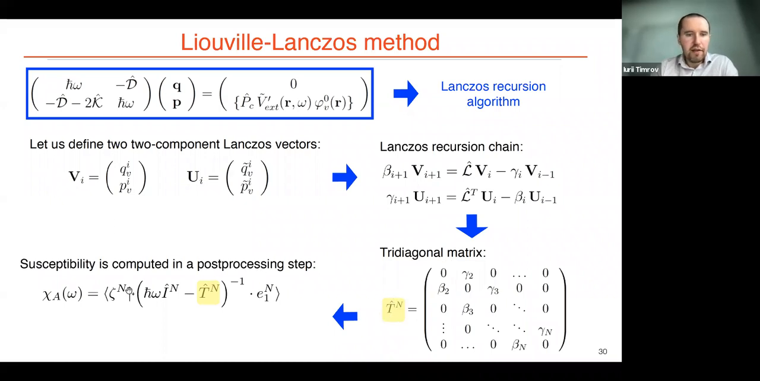Once we have this matrix, we can finally compute the susceptibility chi in the post-processing step, which is not expensive at all. We have h bar omega times the identity matrix minus our matrix T, all to the power minus 1, multiplied by e1 of n. So e1 is just a unit n-dimensional vector: 1, 0, 0, 0. All elements are 0 except the first one, which is 1. And zeta of n has this complicated definition. These objects, zeta of n, are computed on the fly. So when you do Lanczos iterations, you simultaneously compute this object inexpensively.